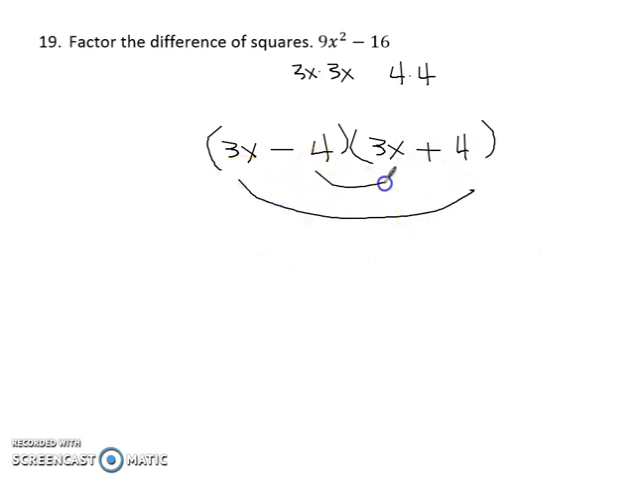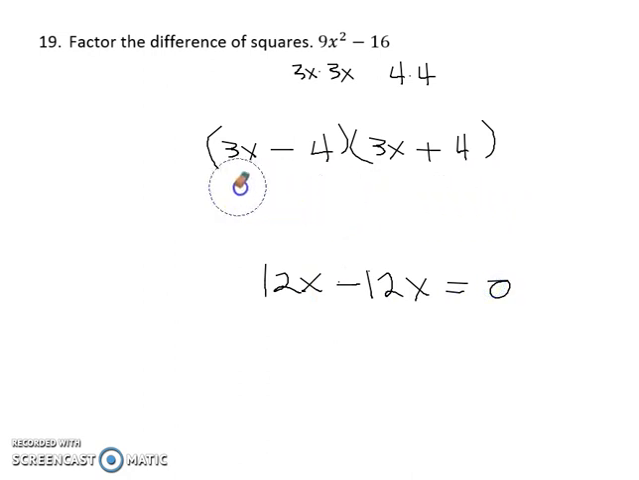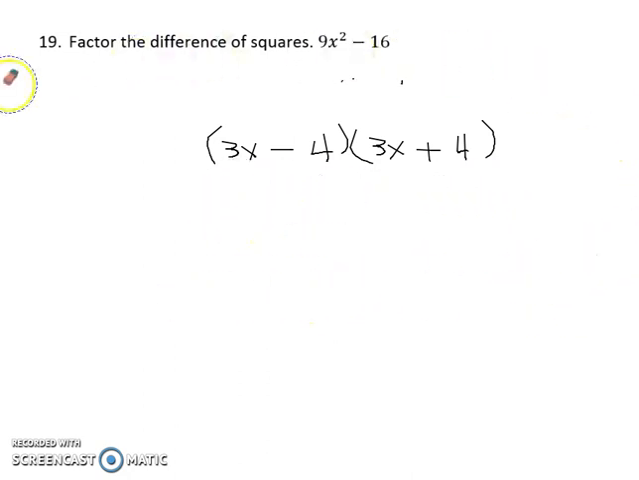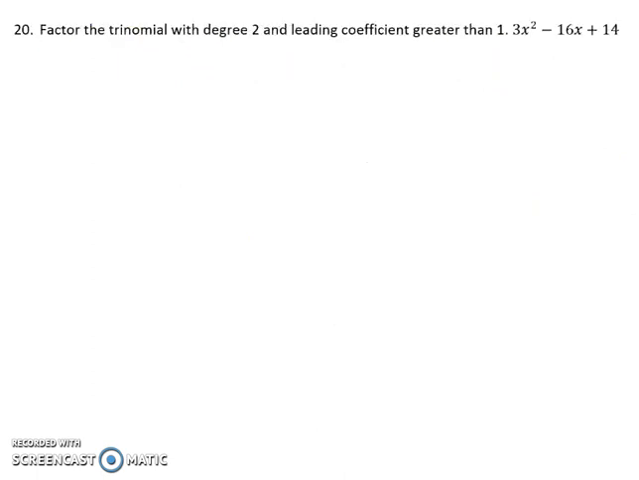If you were to look at the outer 2 and the inner 2, that would give you a 6x and a minus 6x, which gives us a 0. There's no middle term here. In the end, though, remember, all we need is the factored problem. Let's look at another one.